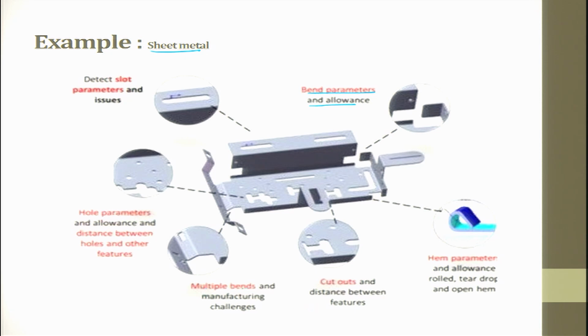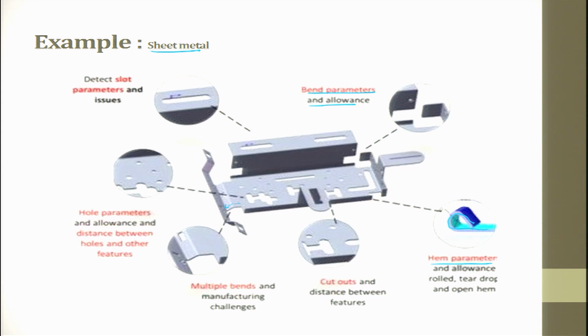So, you can see here multiple bends and manufacturing challenges. This part is completely bent in different ways, and then cut off and distance between features. So, this is also there, cutouts. Okay. Then here it is hem parameters. This is nothing but a bending parameter, which we use for insertion or fixing. So, you see design for assembly is used, number of parts are reduced, everything has got integrated into a single part.